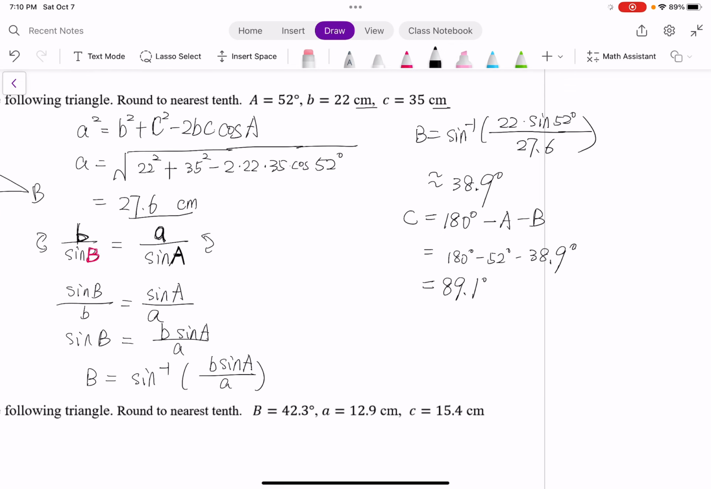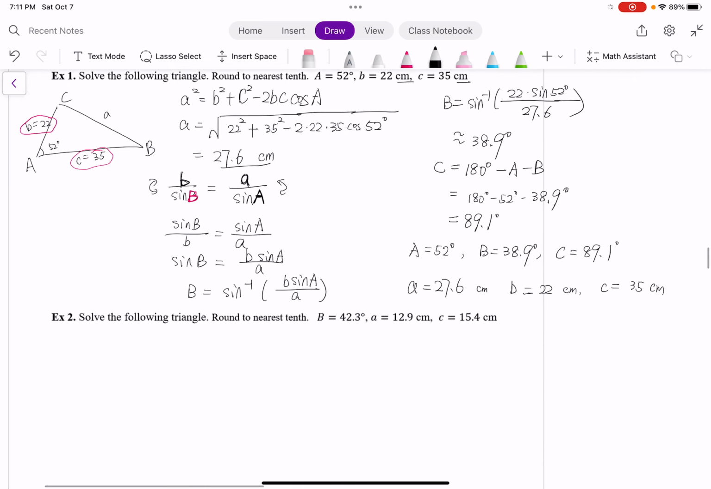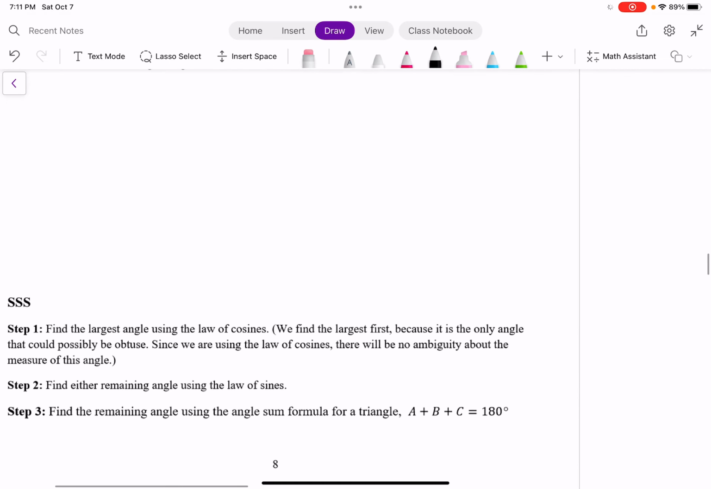I can list all the information here. Angle A equals 52 degrees. Angle B equals 38.9 degrees. Angle C equals 89.1 degrees. Side a equals 27.6 centimeters, side b equals 22 centimeters, and side c is 35 centimeters in length. So we found everything. We solved the triangle. Let's see the next case, next example.